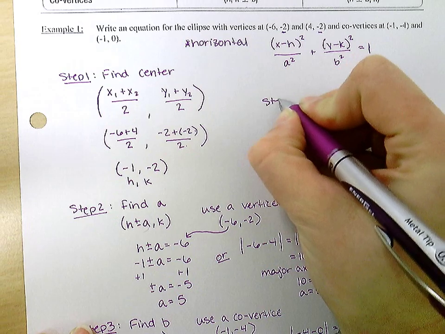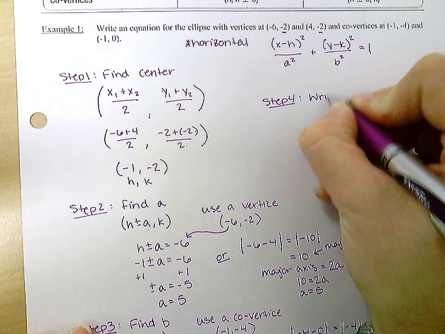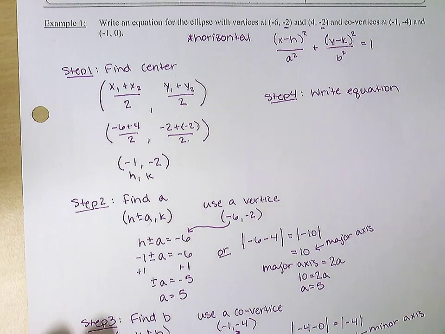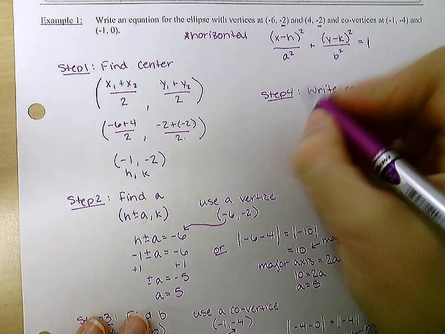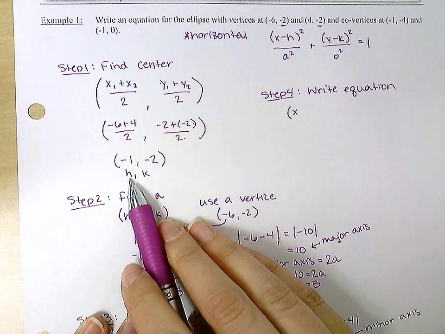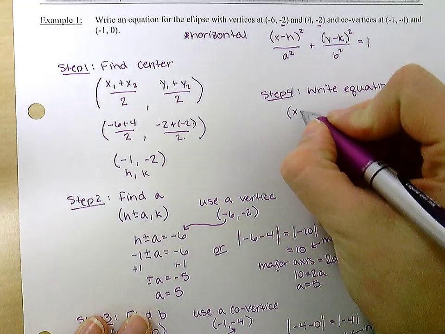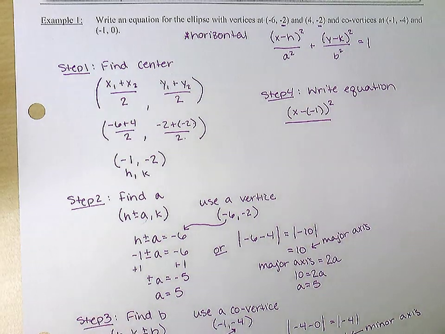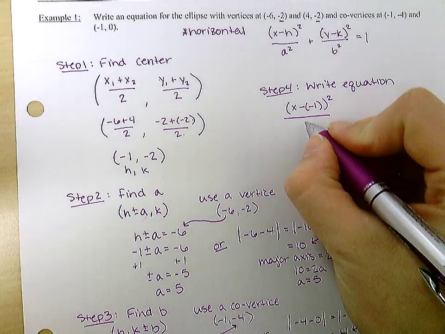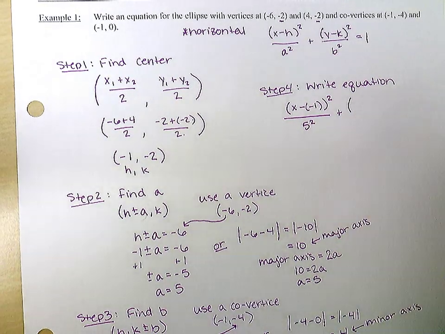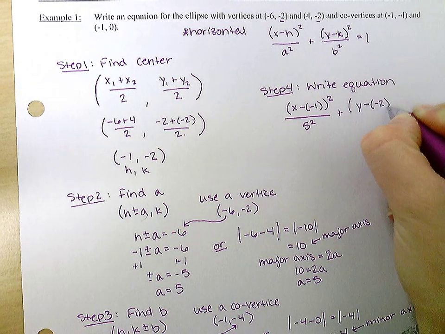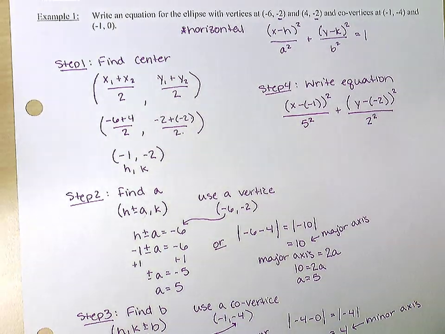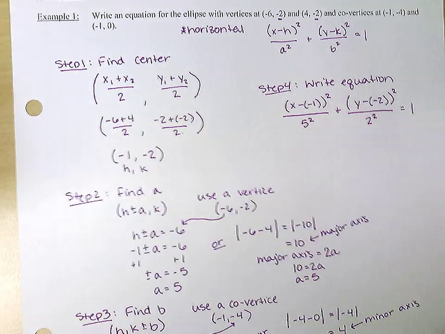Okay, so step 4 is to write the equation. So we have x minus our h value. Our h value is -1. That's squared, and that is over our a value squared. So a is 5, plus y minus k. k is -2. And that's over your b value squared. So we'll have 2 squared. And these are always equal to 1.